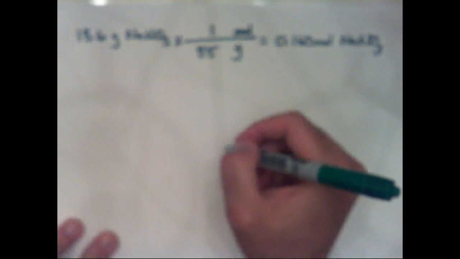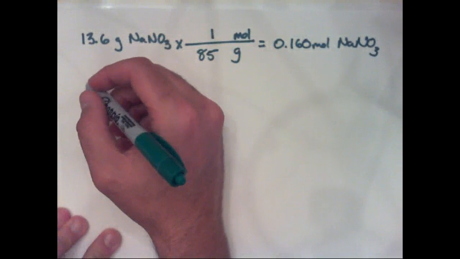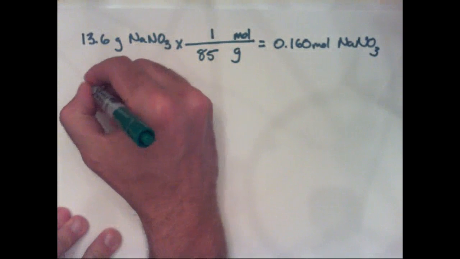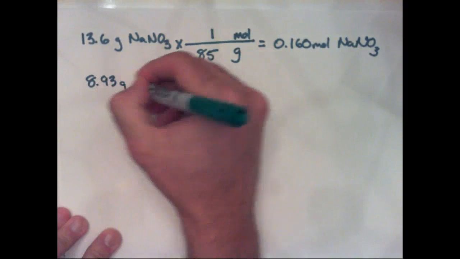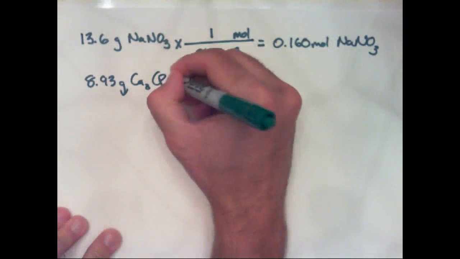Okay. Now we have to calculate the same thing, the number of moles of calcium phosphate. So we have 8.93 grams of calcium phosphate.